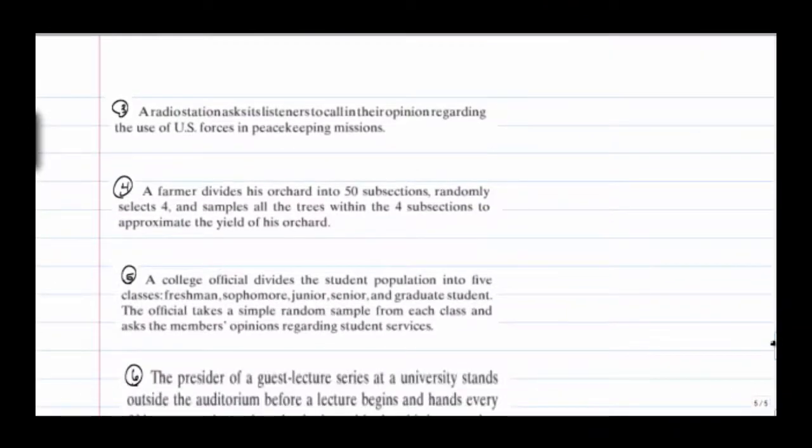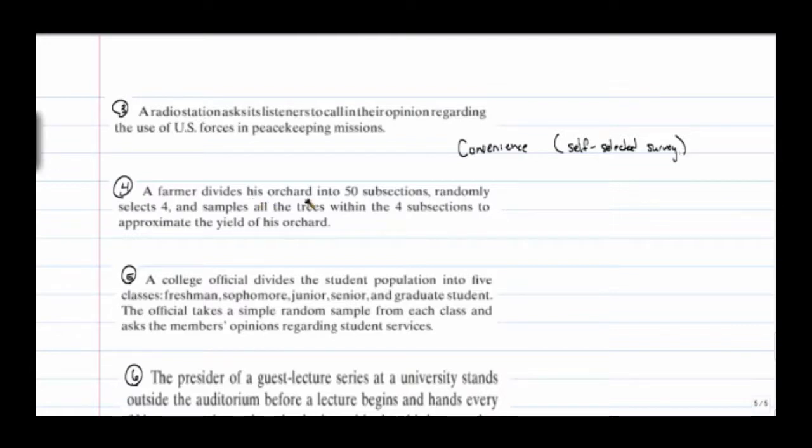A radio station asks its listeners to call in their opinion regarding the use of the U.S. forces in peacekeeping missions. This would be a convenience sample. And when this happens, we often say that this is a self-selected survey. These people are going to have to volunteer or self-select to be in this survey. So typically when that happens, there are people that are very opinionated one way or the other.